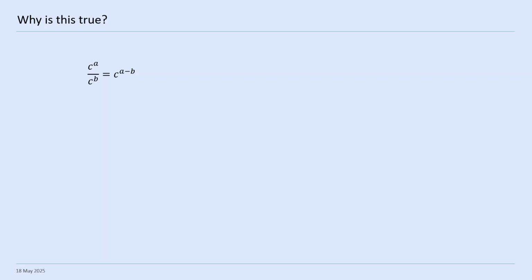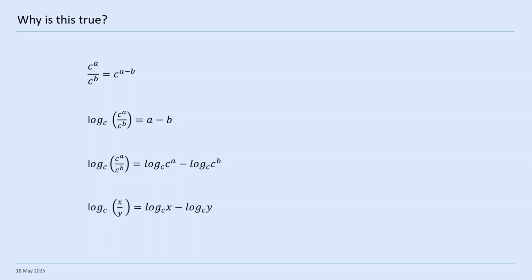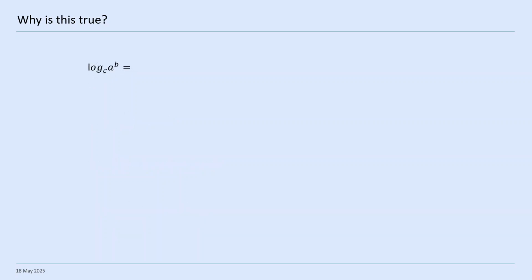So here's another one. c to the a divided by c to the b equals c to the a minus b. We're going to prove this. So we take logs to the base c of either side. Then again, we're going to rewrite a as log to the base c of c to the a and b as log to the base c of c to the b. We're going to substitute c to the a as x and c to the b as y. And we have our result.